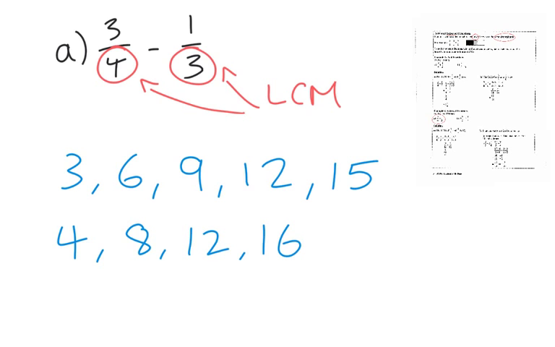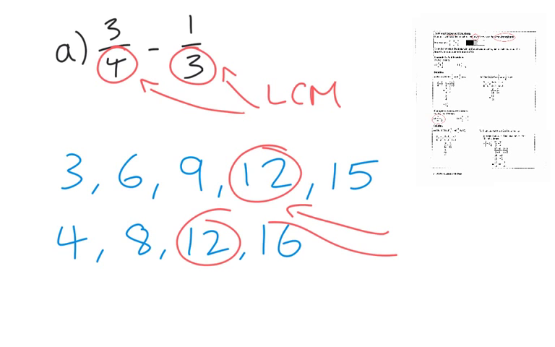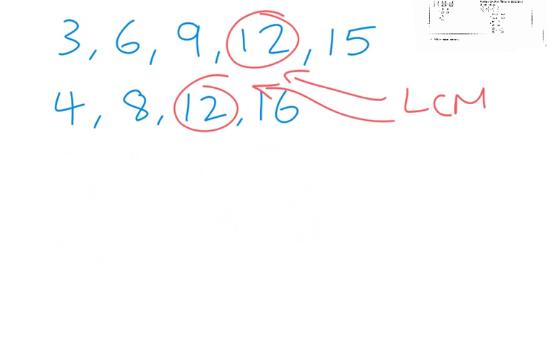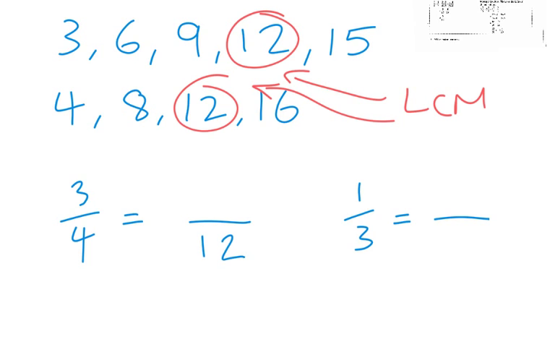Immediately, you'll notice that there's a common number, and that common number is 12. So I'm just going to label 12 is the LCM. The next step is to write equivalent fractions. I'm going to write an equivalent fraction for 3 over 4, as well as our other fraction, 1 over 3. We know that the new denominator is going to be 12.